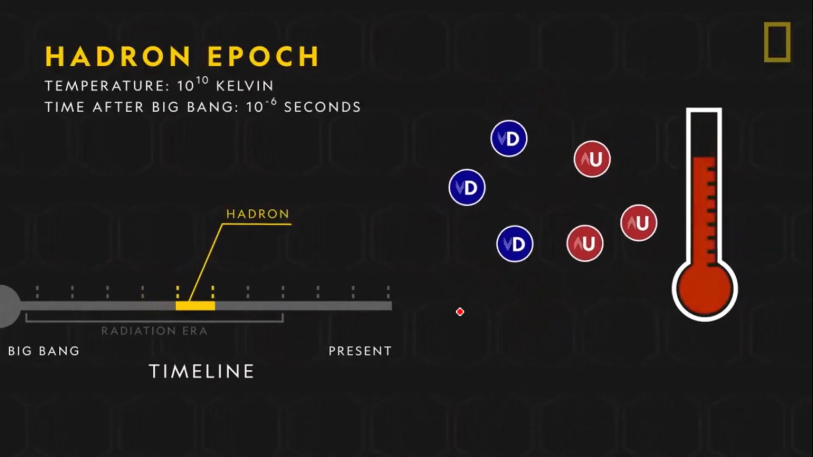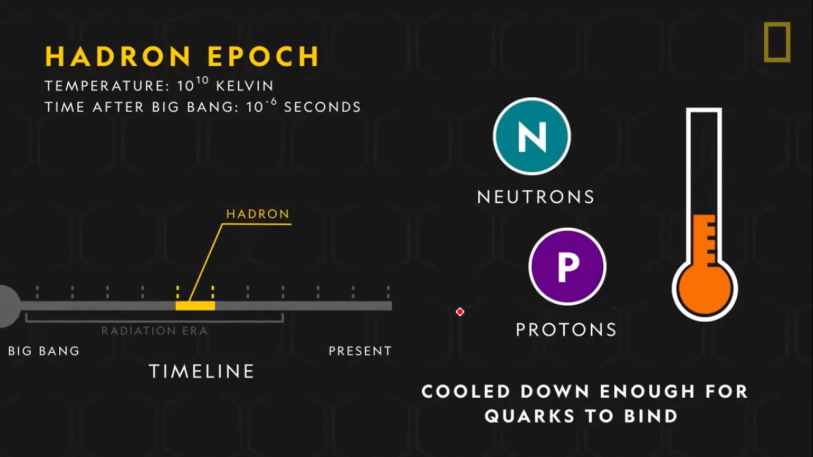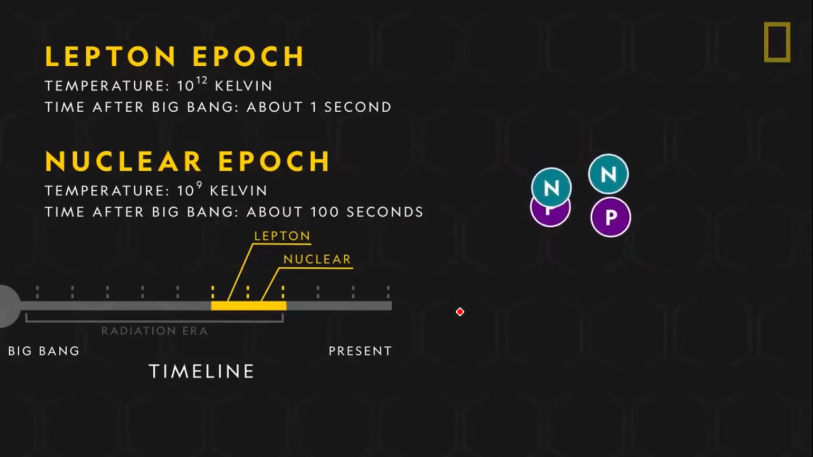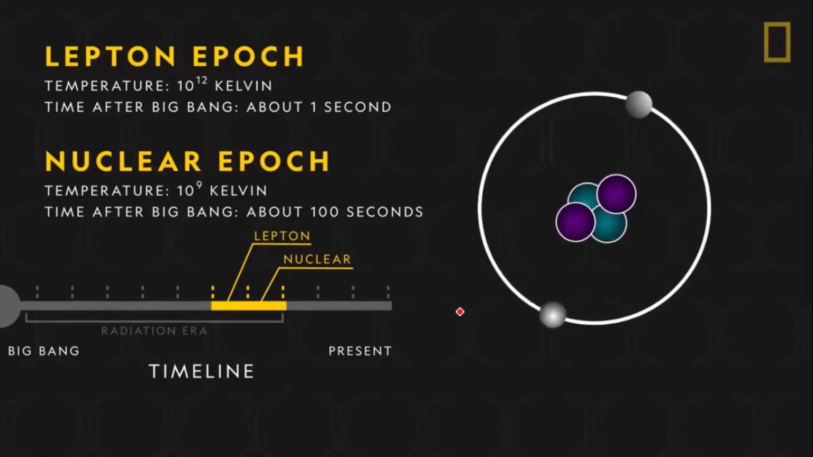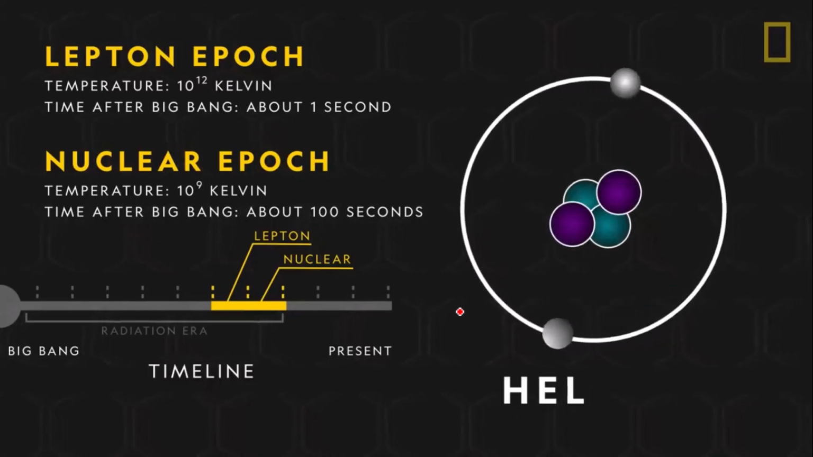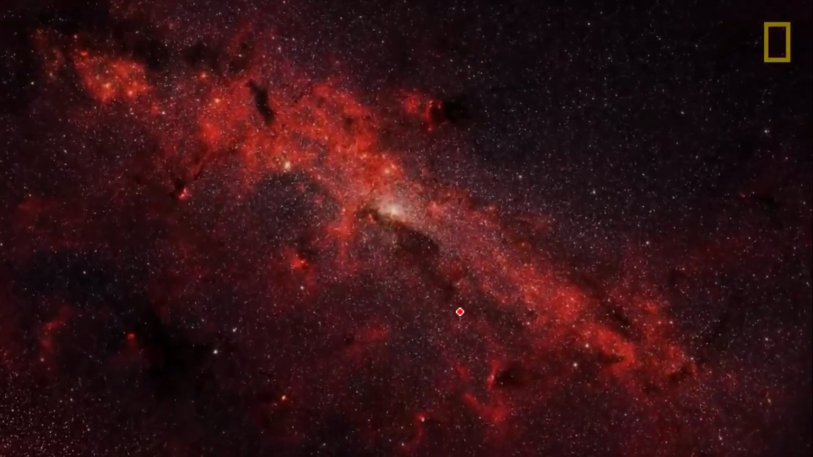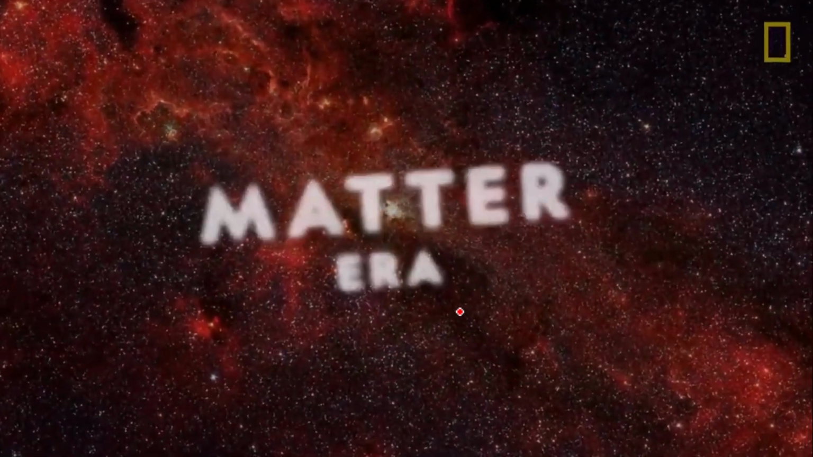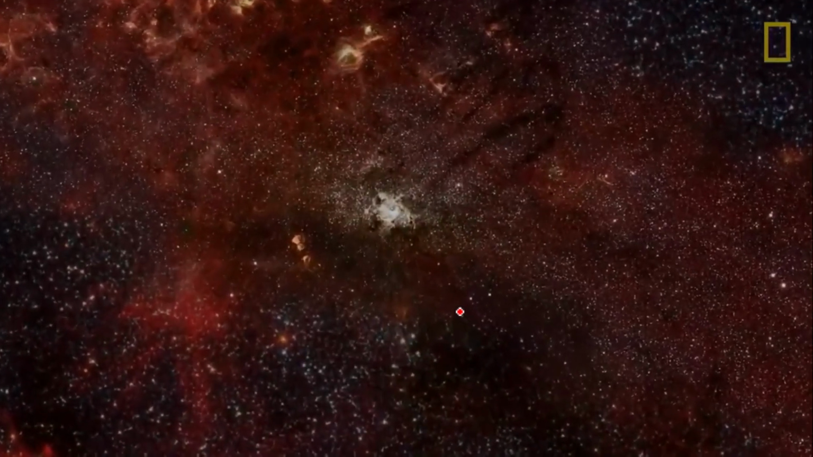Then, in the Hadron epoch, the universe cooled down enough for quarks to bind together and form protons and neutrons. In the lepton and nuclear epochs, the radiation era's last two stages, the protons and neutrons underwent a significant change. They fused and created nuclei, and in doing so, they created the first chemical element in the universe, helium. The universe's new ability to form elements, the building blocks of matter, cued the matter era. Much as the name suggests, the matter era is defined by the presence and predominance of matter in the universe.